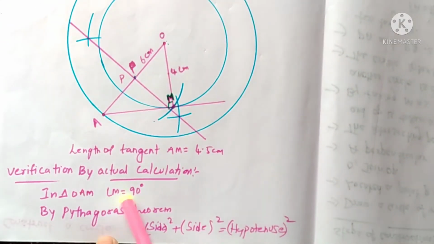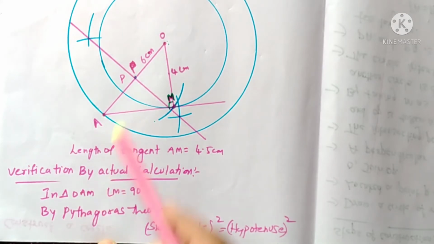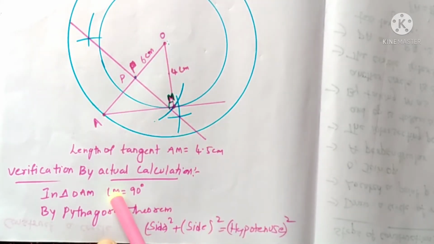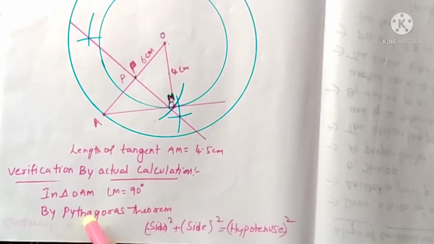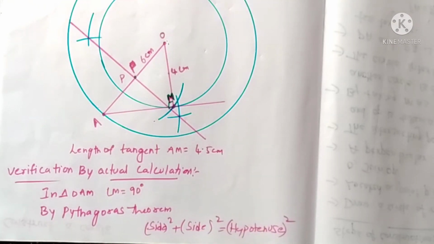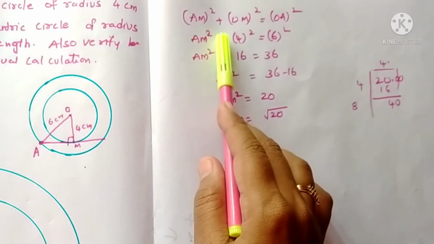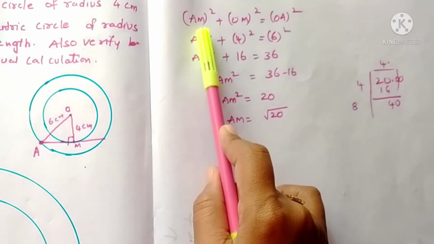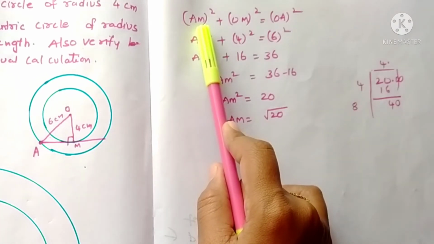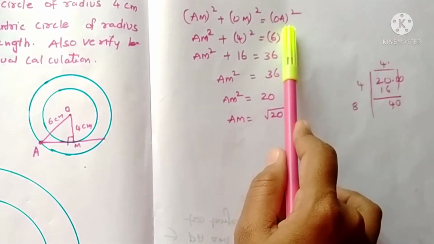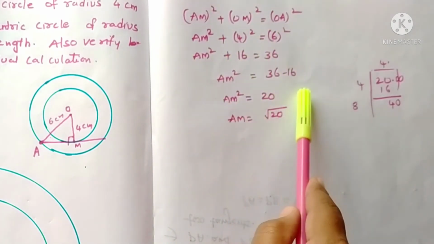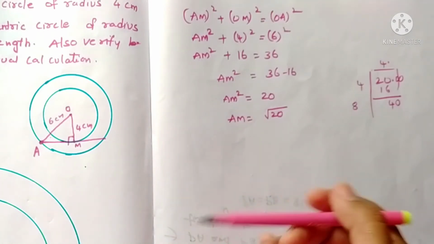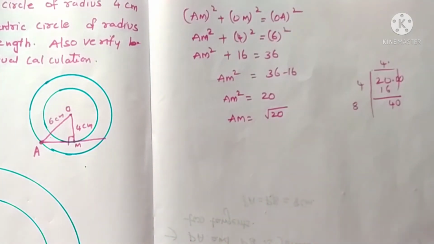Now the verification by actual calculation. In triangle OAM, angle M is 90 degrees, because the angle between radius and tangent is a right angle. By Pythagoras theorem, side squared plus side squared is equal to hypotenuse squared. In this triangle, the sides are AM and OM, and opposite to the right angle is the hypotenuse OA. We know the values of OM and OA. We substitute, and plus 16, if we transpose it, is minus 16. So AM is equal to root 20.